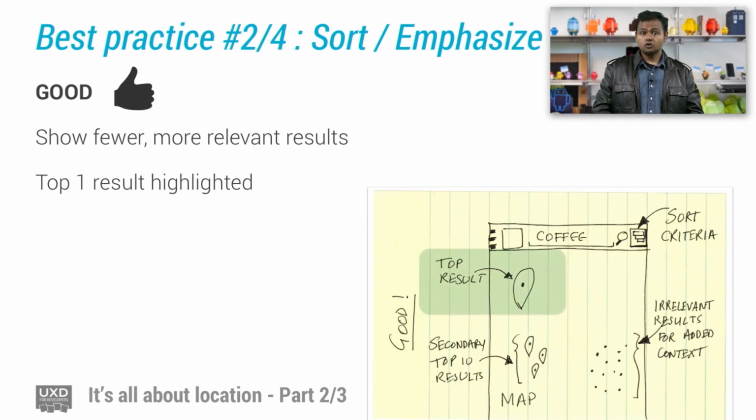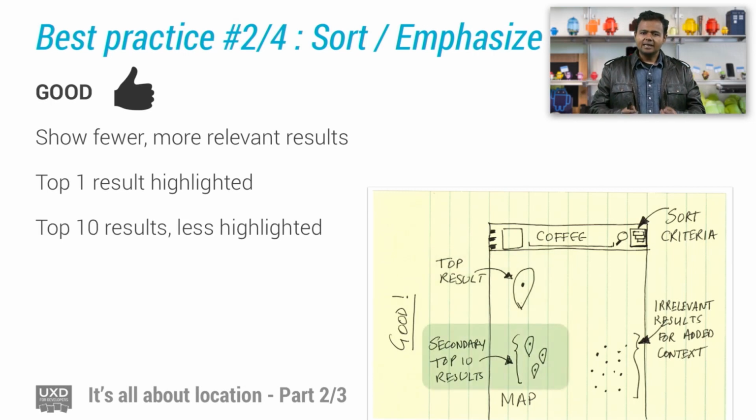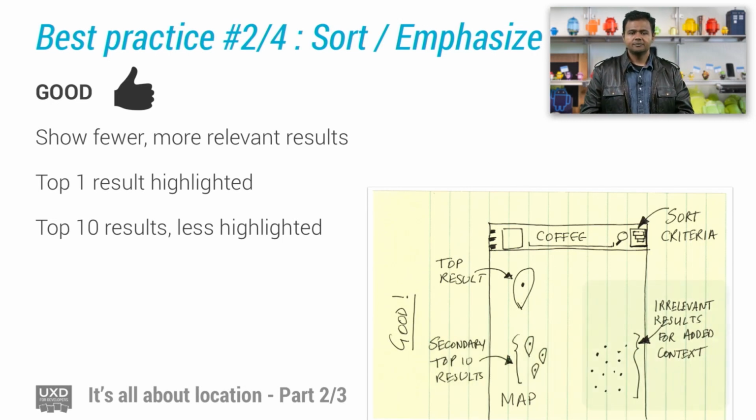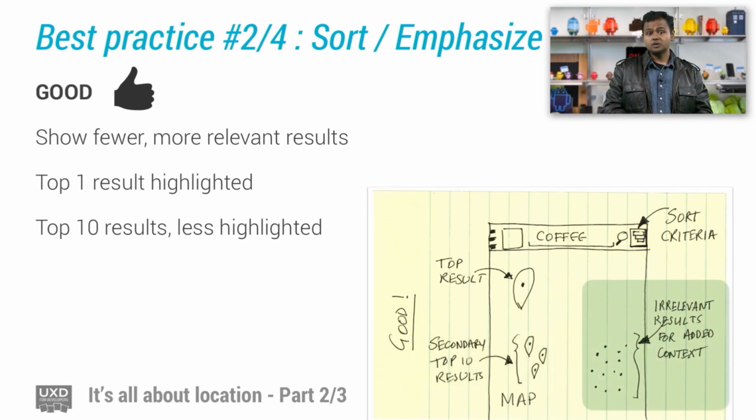For example, if the user searches for coffee shops in your location-based app, you can sort the results by proximity and then highlight the top result in a big way. And then the next 10 results might be clumped together and shown with smaller markers, so de-emphasized a little bit. And finally, the rest of the results might be shown with really small markers to really de-emphasize them.